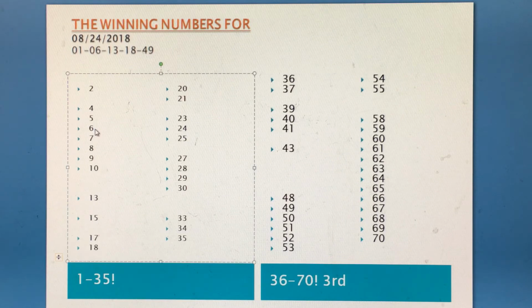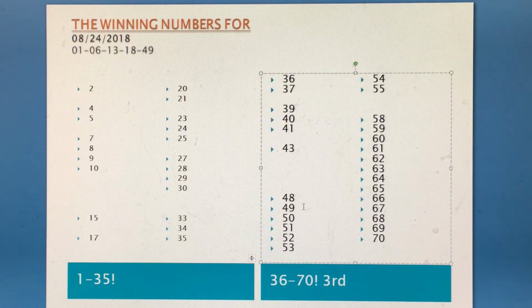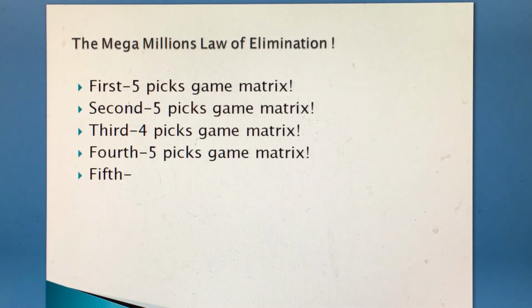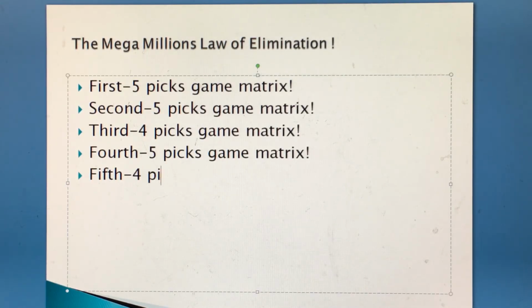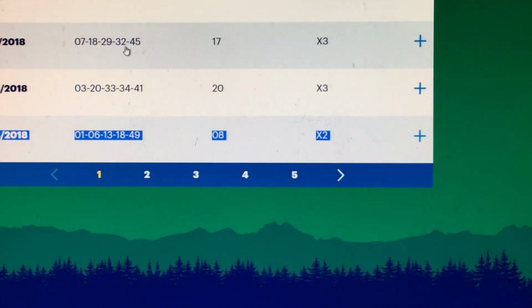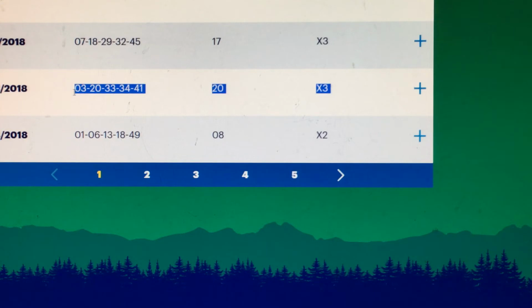And now we have eliminated the 2nd combination, the 3rd combination, the 4th combination, and the 5th combination. So on our 5th drawing, we have 4 picks from the game matrix using the law of elimination. Now let's look at the 6th draw. It will be August 28th. I'm not even going to copy the date.